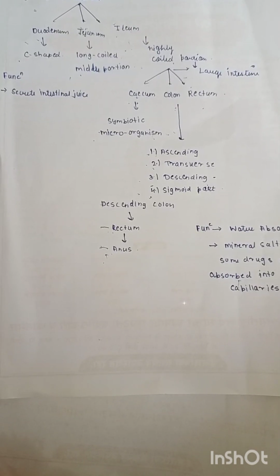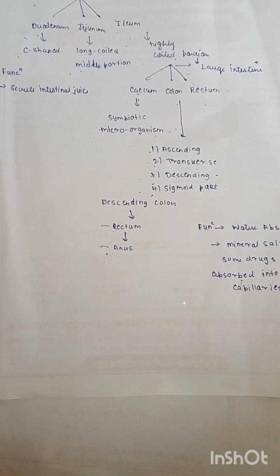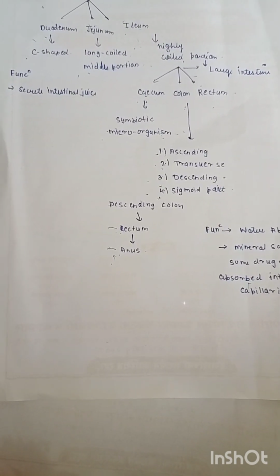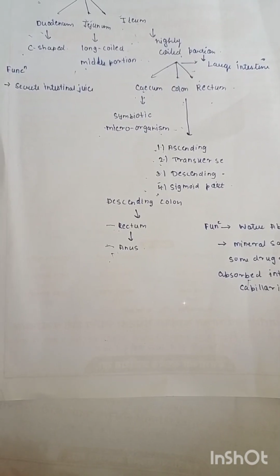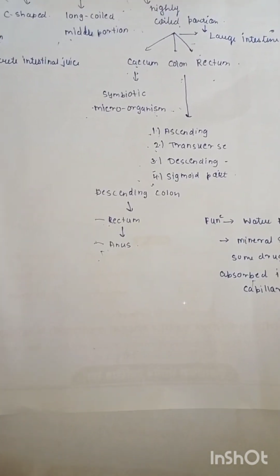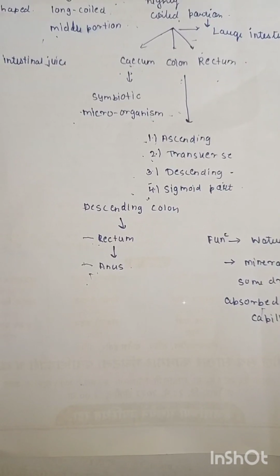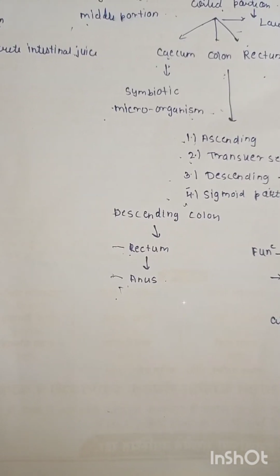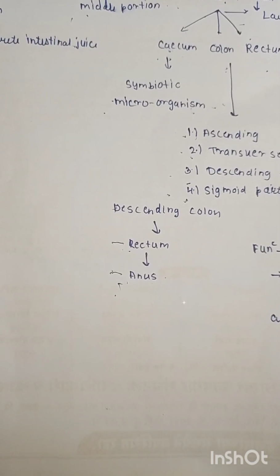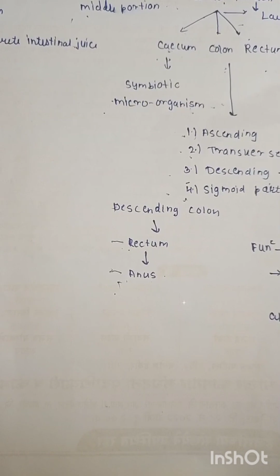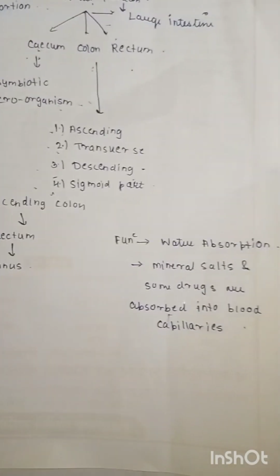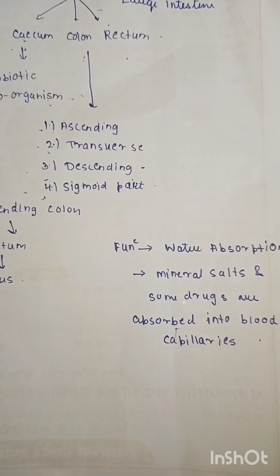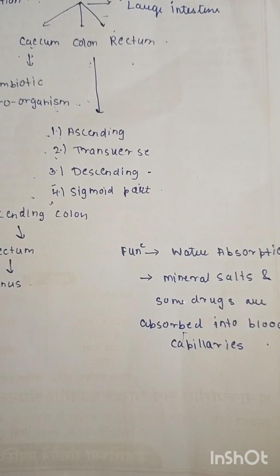The ileum opens into the large intestine, and the large intestine consists of parts such as the cecum, colon, rectum, and lastly the anus. The cecum contains symbiotic microorganisms. The colon is divided into the ascending colon, transverse colon, descending colon, and the sigmoid colon. The descending colon opens into the rectum and then to the anus. The opening of the anus is guarded by the anal sphincter. The function of the large intestine is water absorption. Mineral salts and some drugs are absorbed into the blood capillaries through the large intestine.